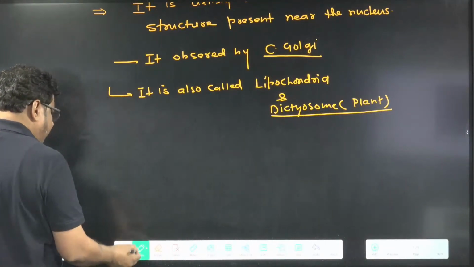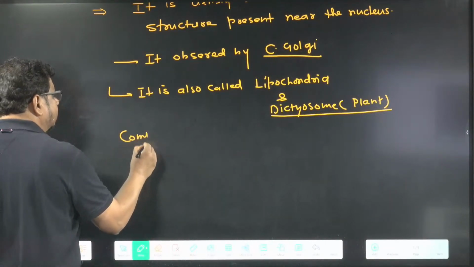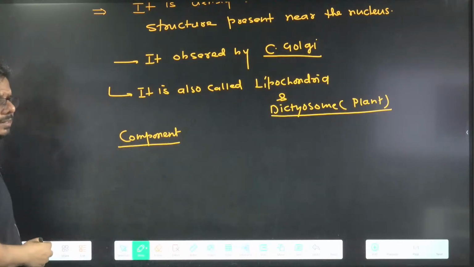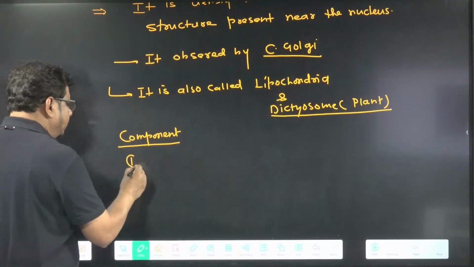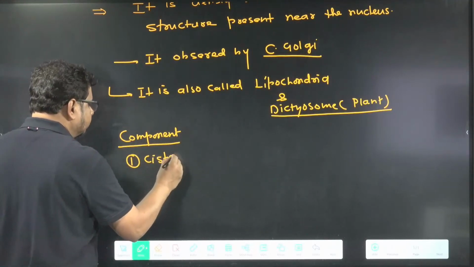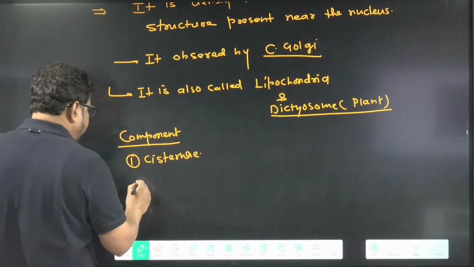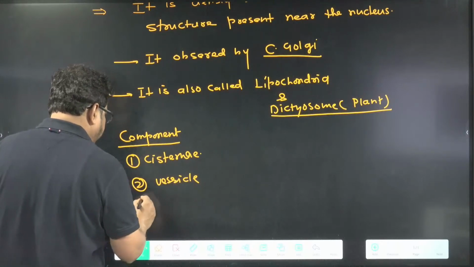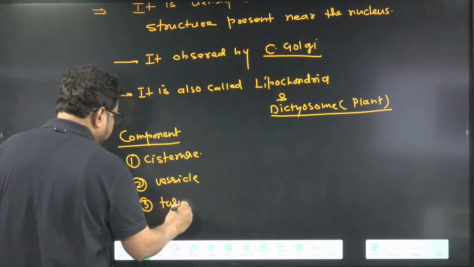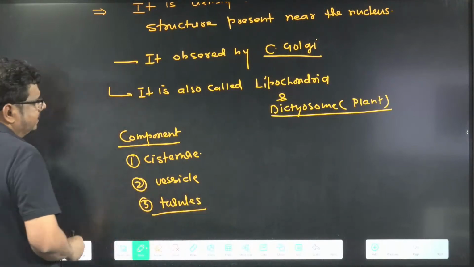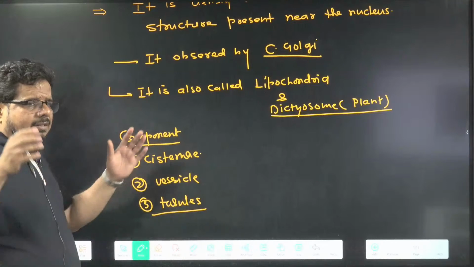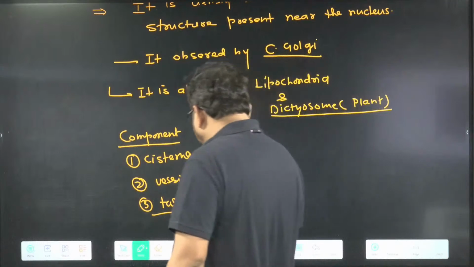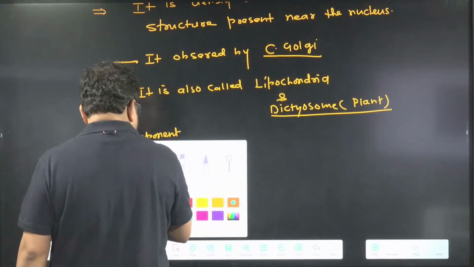So now I am going to write about the components of Golgi complex. As I told, the same components are present in ER and Golgi complex, that is what? First is cisternae. Second one is vesicle. And third one is tubules. But in case of Golgi complex, these three structures are assembled together and make a complex. Right?